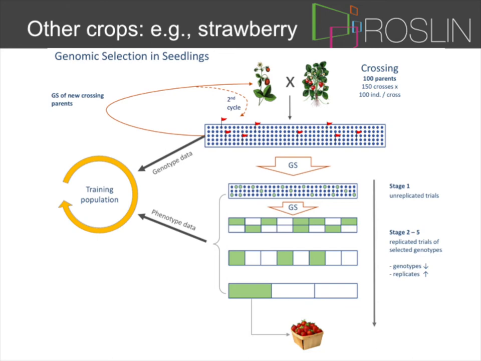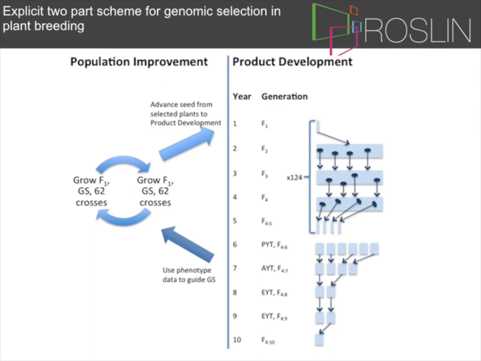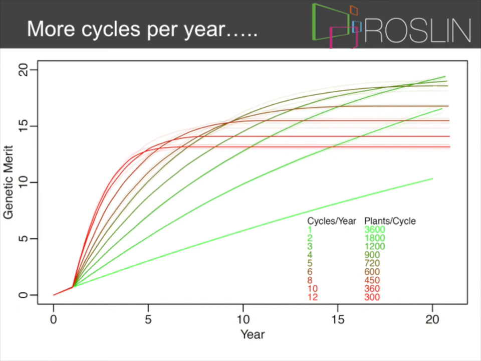So, as I said, we only assumed 2 cycles per year here, and this is pretty conservative, and perhaps with speed breeding, which is getting a lot of publicity recently, you could increase the number of cycles per year, and we thought, well, if you did that, you might get a linear increase in response to selection. So we did a simulation where we just increased the number of cycles per year from 1 all the way up to 12, but we kept the total resources per annum constant in terms of plants. So when you increase the number of cycles per year, you need to discount the number of plants that you can have per cycle to keep the costs equal.